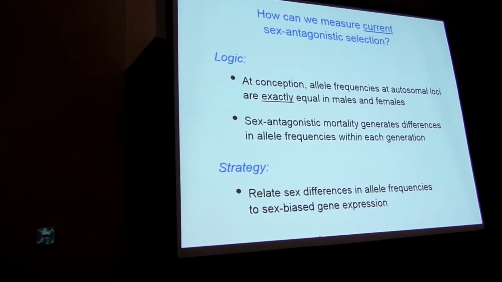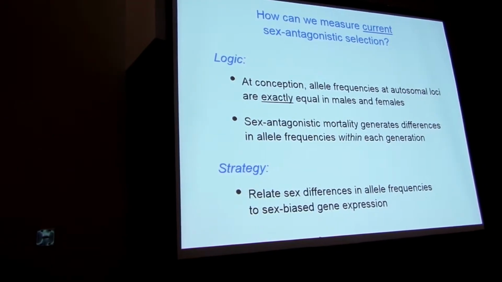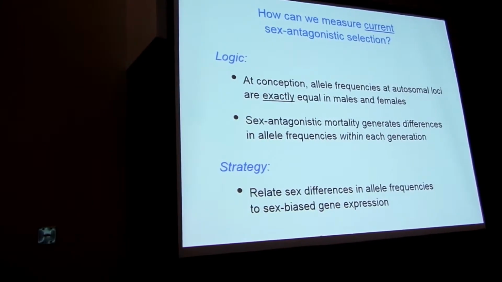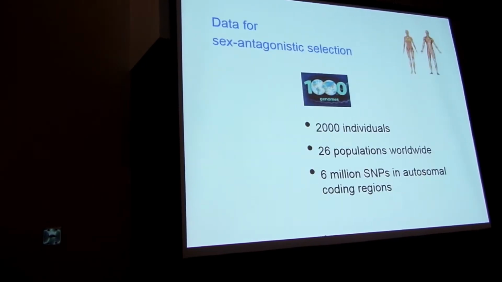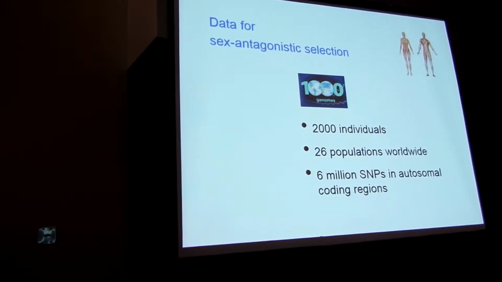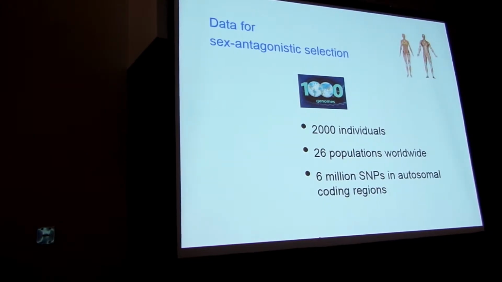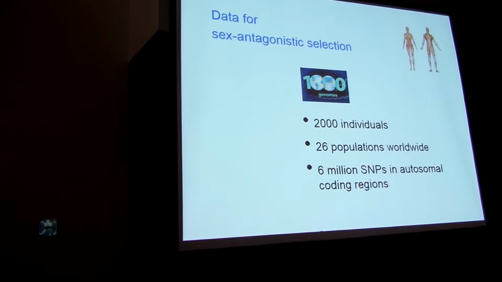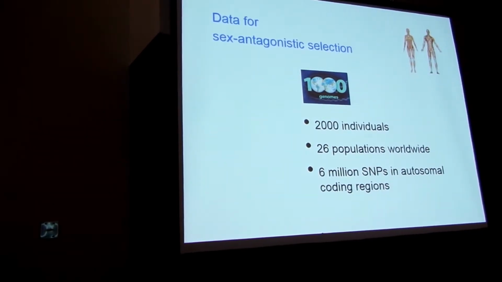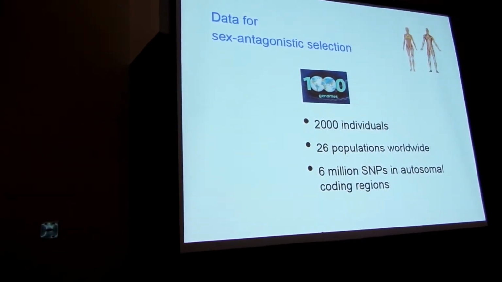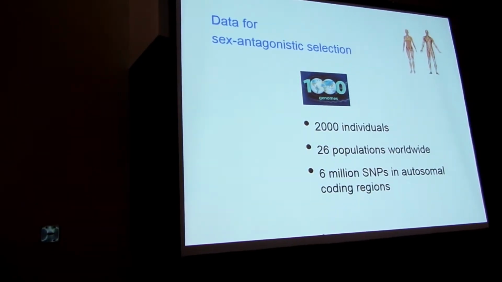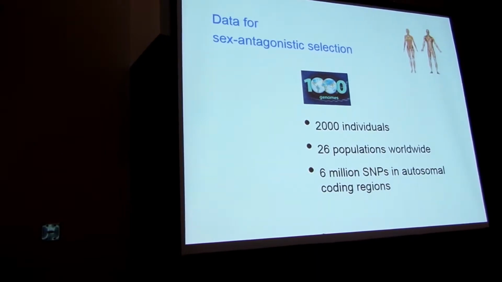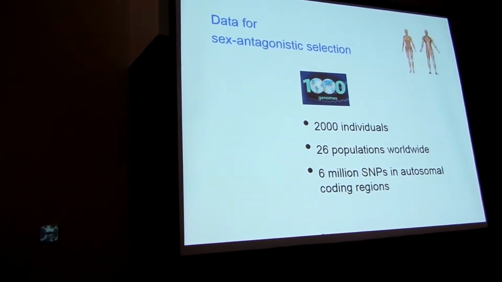So, we thought what we would do is relate sex differences in allele frequencies to sex-biased gene expression. How are we going to do that? Well, we turn to public databases. This is the famous 1,000 Genomes project, which confusingly has 2,000 individuals in it. Don't know what's with that, but there it is. 26 populations worldwide. And since we're interested in just sex-biased gene expression, we focused on the coding regions. And for those, we have 6 million SNPs on the autosomes.